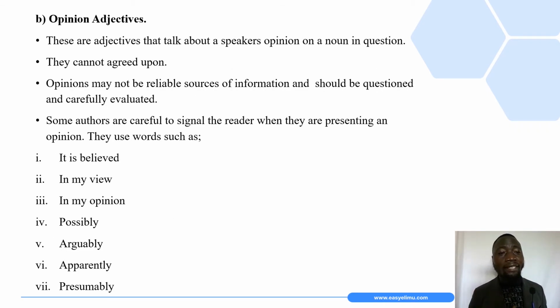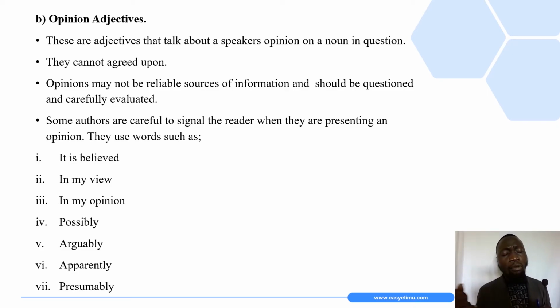On the other hand, there are opinion adjectives. Opinion adjectives talk about a speaker's opinion on a noun in question. These adjectives cannot be agreed upon. They are based on perspectives, sort of. Opinions may not be reliable sources of information and should be questioned and carefully evaluated.